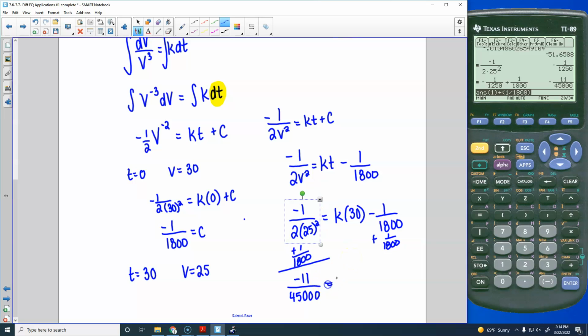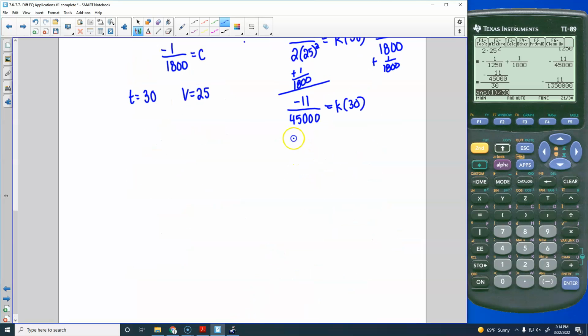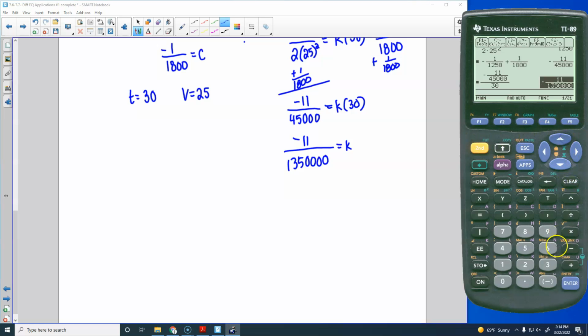Alright, so this is our K times 30. So we've got to divide that by 30. Alright, so negative 11 over 135. If you'd rather use a decimal, of course decimals are fine. Also, I was avoiding the decimal because I thought it would be a long, ugly decimal.